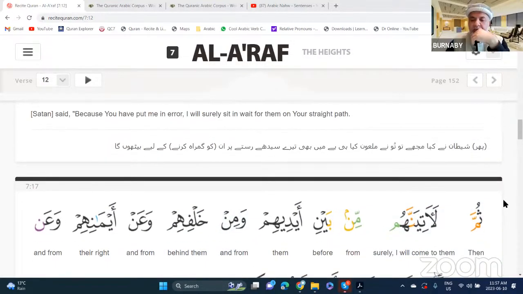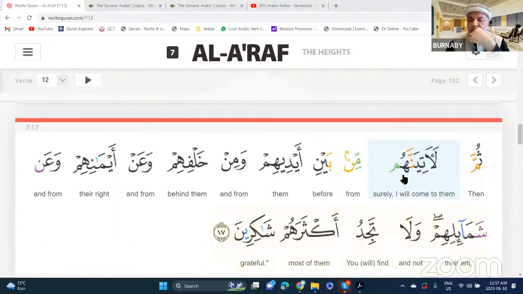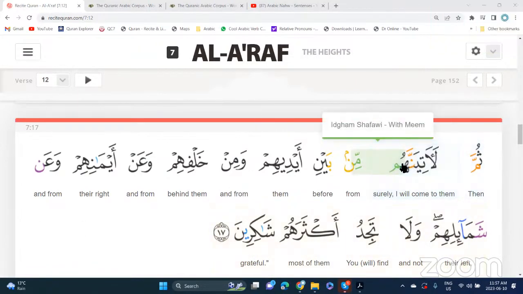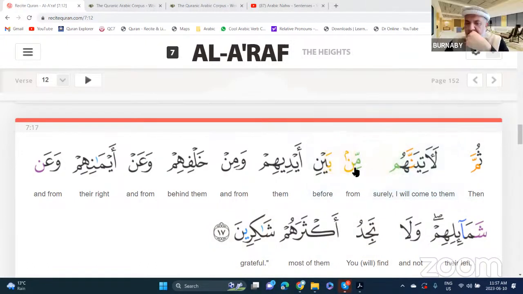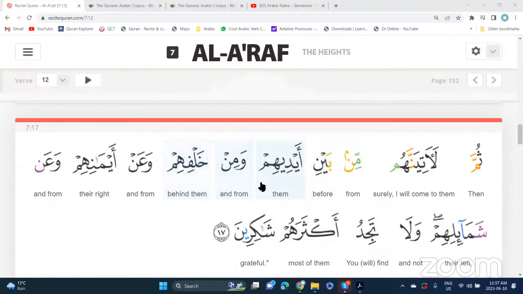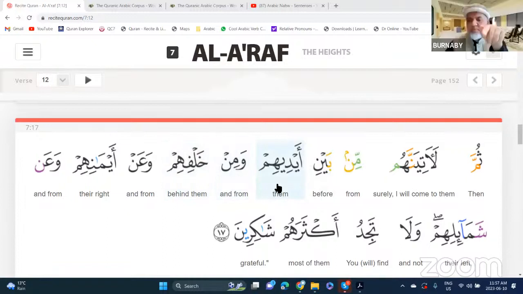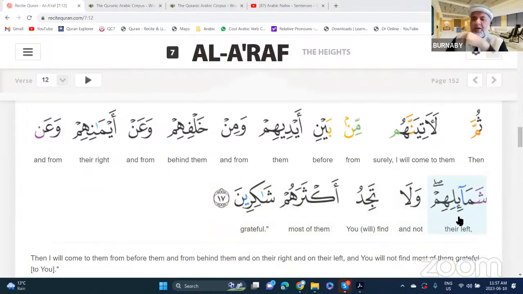Then what does he say? Summa la atiyannahum. Then surely I will come to them. Is this hum an attached pronoun? Mim baini. Is mim a harfijar? Yes. Baini, before aydihim. Before aydihim, again an attached pronoun. He's saying that then surely I will come from the front of them. Wa min khalfihim, and from behind them. Wa an aymanihim, and from the right. Wa an shama'ilihim. And I'll come from their left.